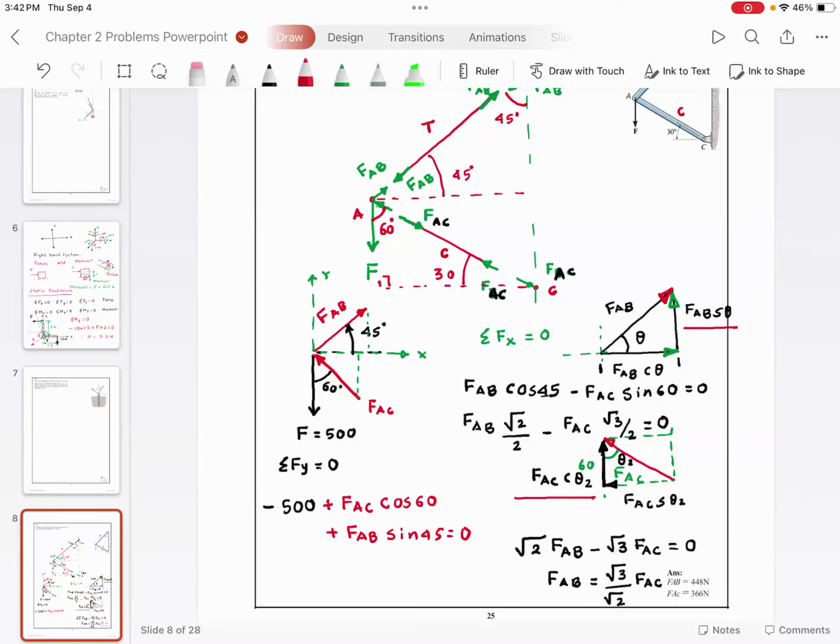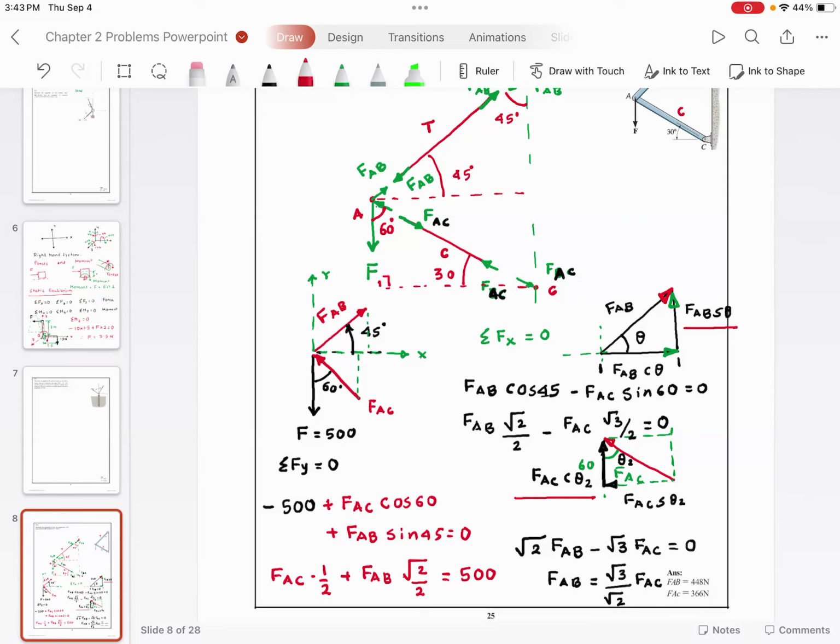Now tell me, what is cosine 60? Cosine 60 is 1/2, right? Sine 45, again, square root of 2 over 2. So plus FAB square root of 2 by 2 is equal to 500. You agree with me? Now note, I have two equations and two unknowns. Can I solve this problem? The answer to that question is yes.